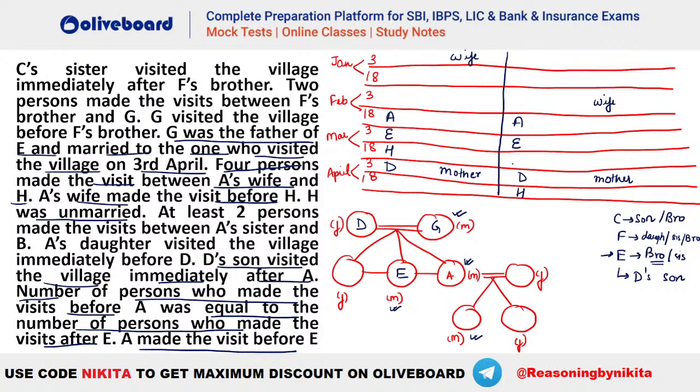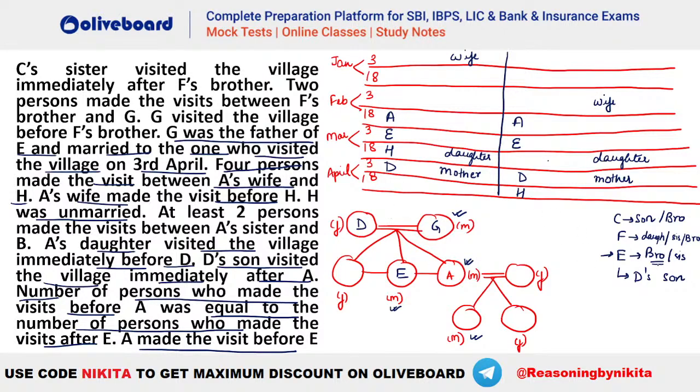Now there was one relation about D also. That is A's daughter visited the village immediately before D. So A's daughter has to be immediately before D. So that means this person here will be daughter in the first case. Right? And in the second case, you can see that daughter is immediately before D. So here also we will have daughter here. No issues. Okay. Both the things are possible here. So we will not right now place H as a daughter because there is another possibility also in the second case where we will get somebody else as a daughter, right? So we will not place H as a daughter currently. We will check whether H is the daughter or not.